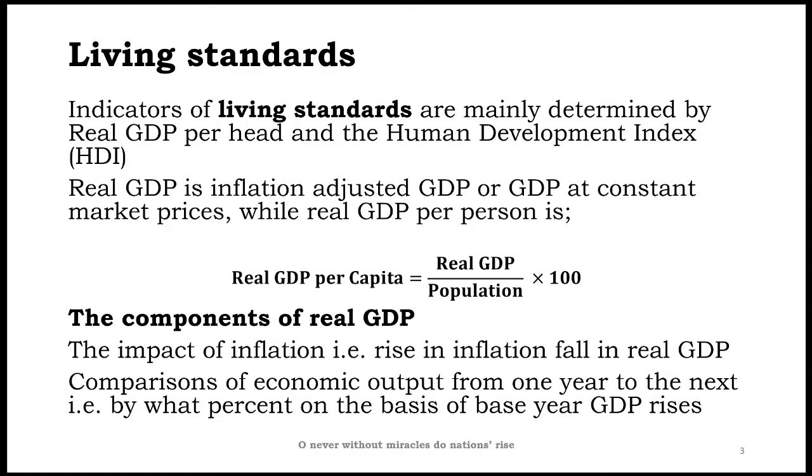In the last unit, we discussed inflation, GDP, and unemployment. Real GDP, we know, is defined as GDP at constant market prices. Whereas real GDP per person we can find with the following formula: real GDP per capita is equal to real GDP divided by population multiplied by 100. This is your real GDP per capita.